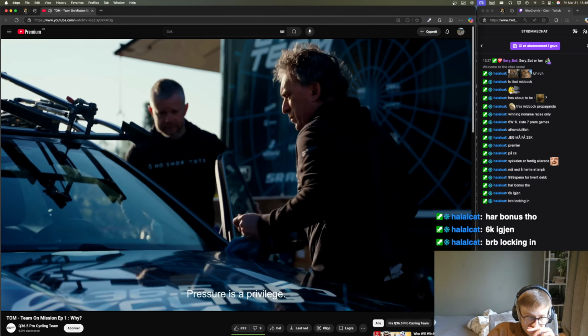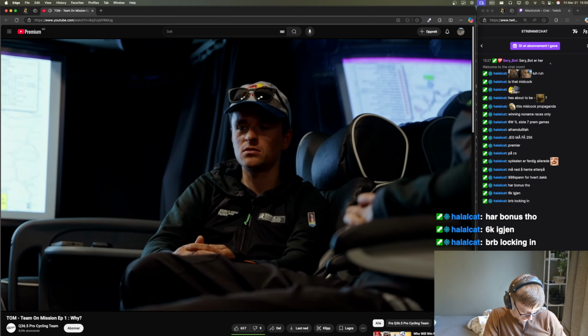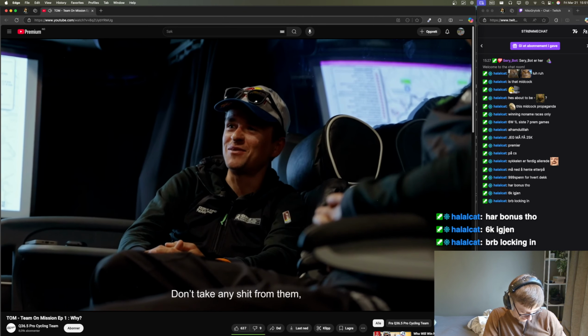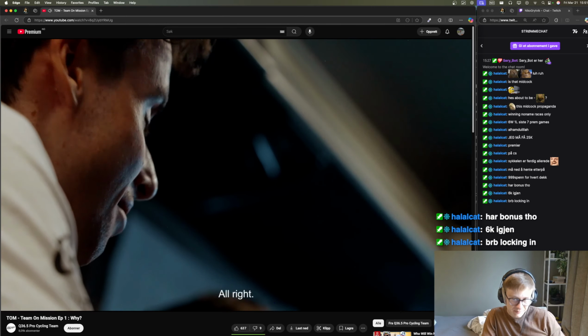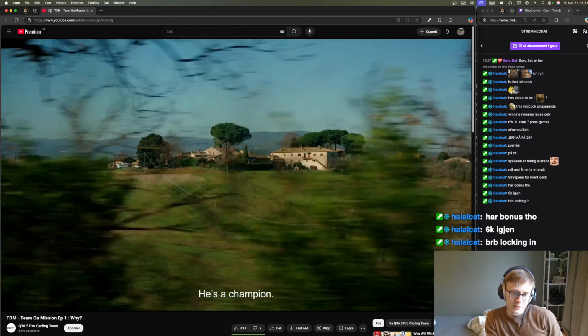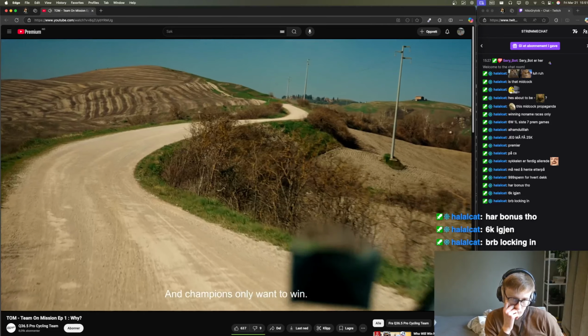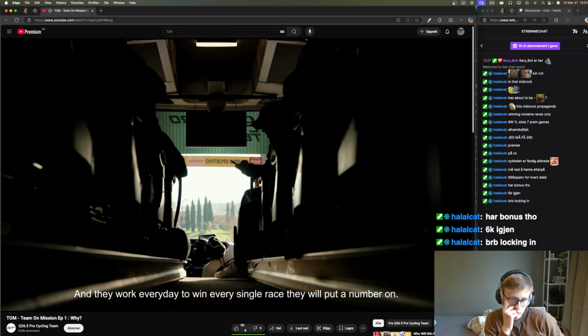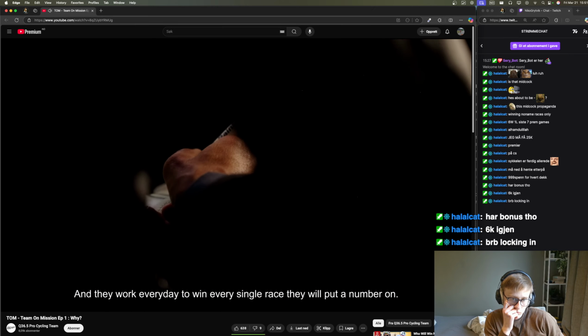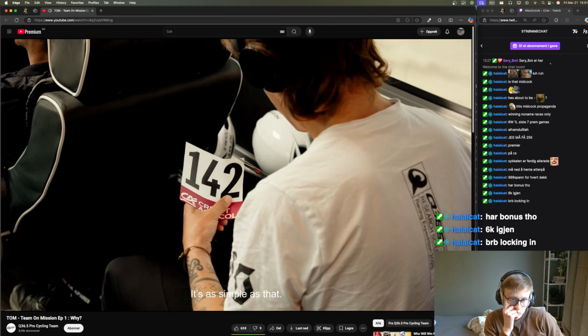Tomorrow's going to be a fight, but we don't need to be afraid of the other teams. Exactly. Don't take any nonsense from them, because we're right at the front, not them. He's a champion, and champions only want to win. They work every day to win every single race. They will put a number on. It's as simple as that.